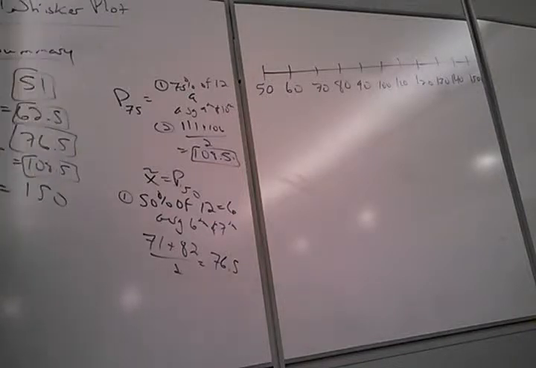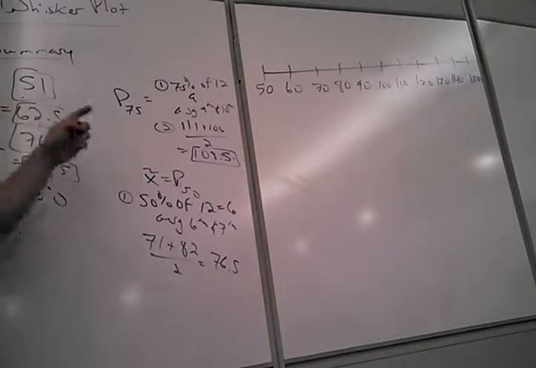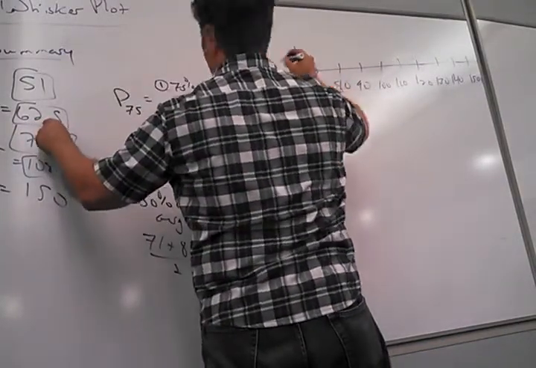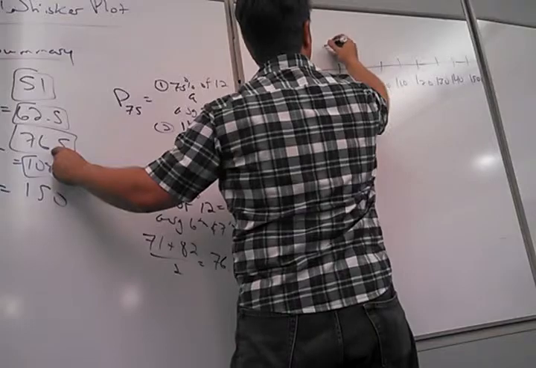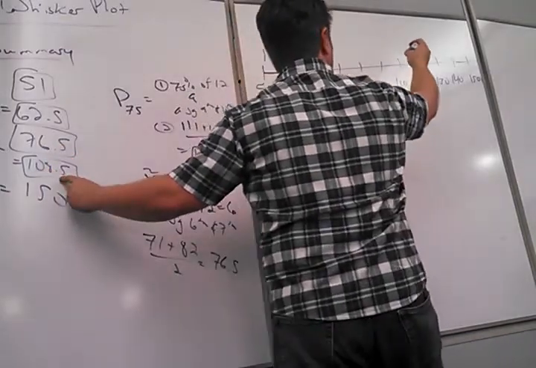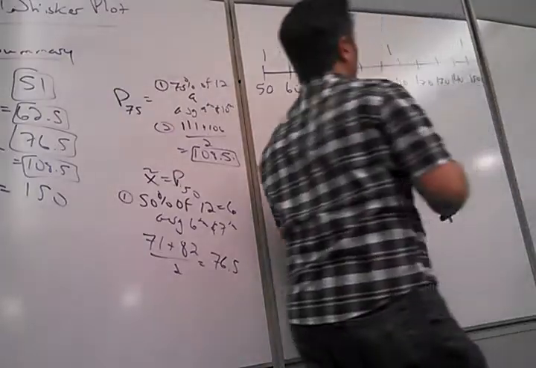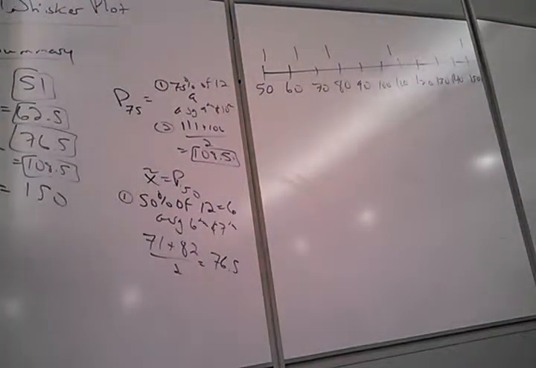And now here's how silly this is. You're not going to put a dot like you're going to graph it on a number line. You're going to put a line above it. So above 51, you put a line. Above 62 and a half, 76 and a half, 108 and a half, and 150. Is that cool? So lines represent your 5-number summary.